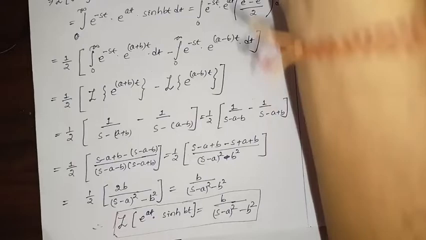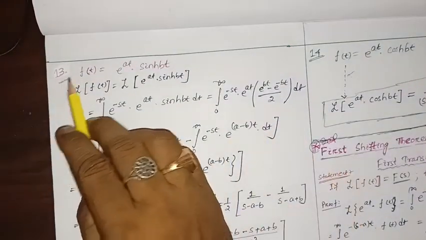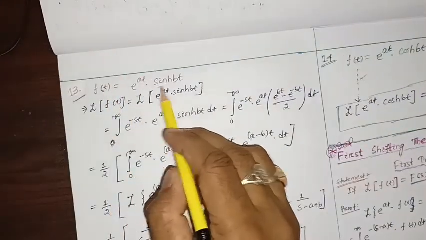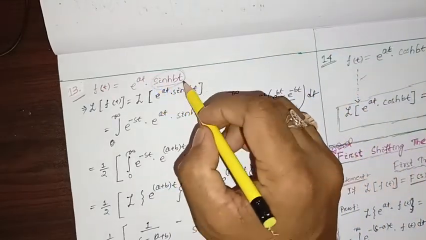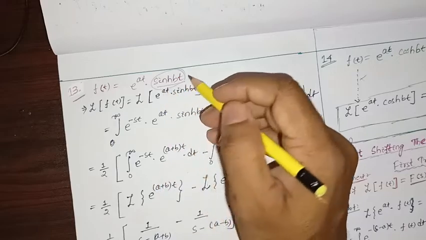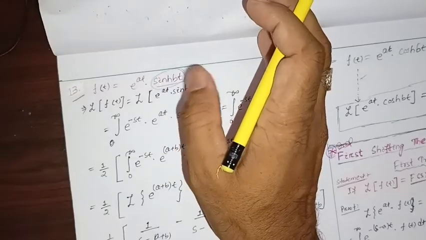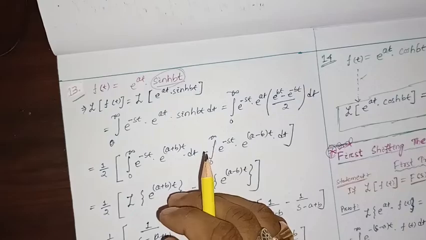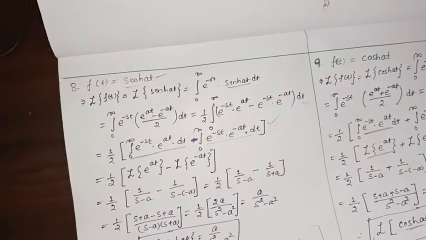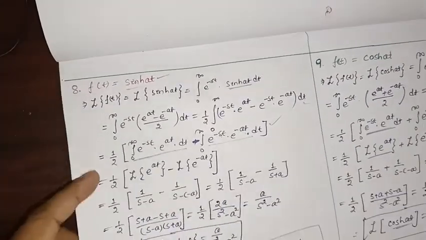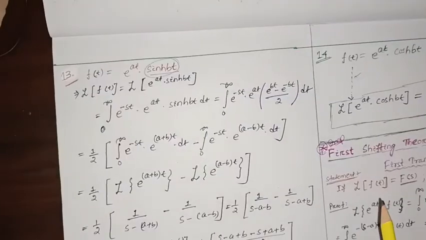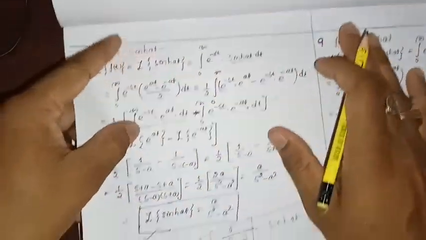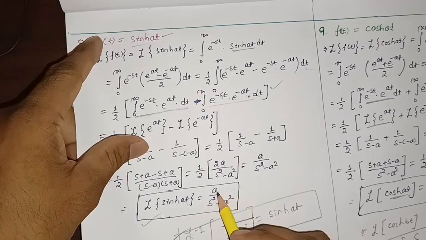Likewise, the 13th function is e to the at sinh bt. So what will be the value? Whatever the Laplace transform of sinh bt we already evaluated, in that, wherever we have s, there we have to put s minus a. Here sinh bt is there instead of sin at, same thing.